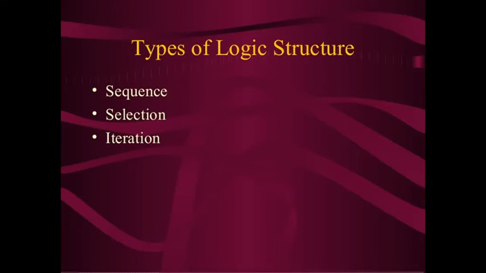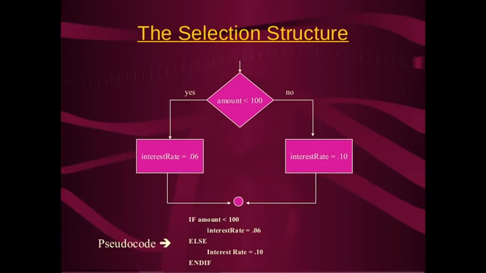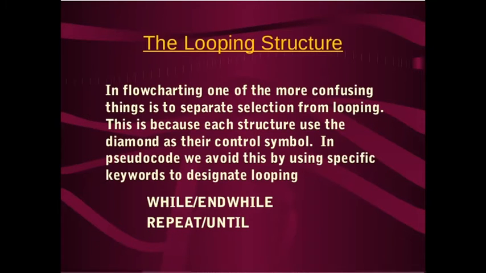In this form of documentation, we follow logic structure. These are the sequence, selection, iteration. In sequence, we perform statements in sequence manner, one after another. Selection means it depends on condition. If a condition is true, we perform the yes action. Otherwise, else no action. Looping structure: in looping structure, use while and repeat until.